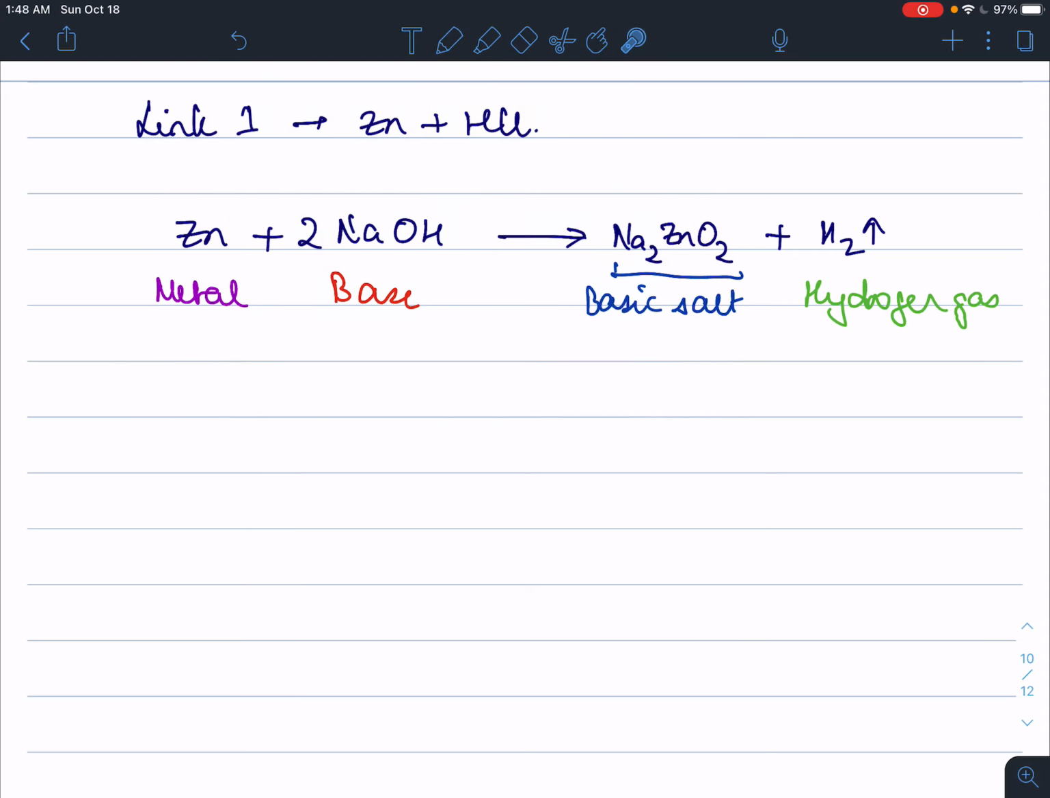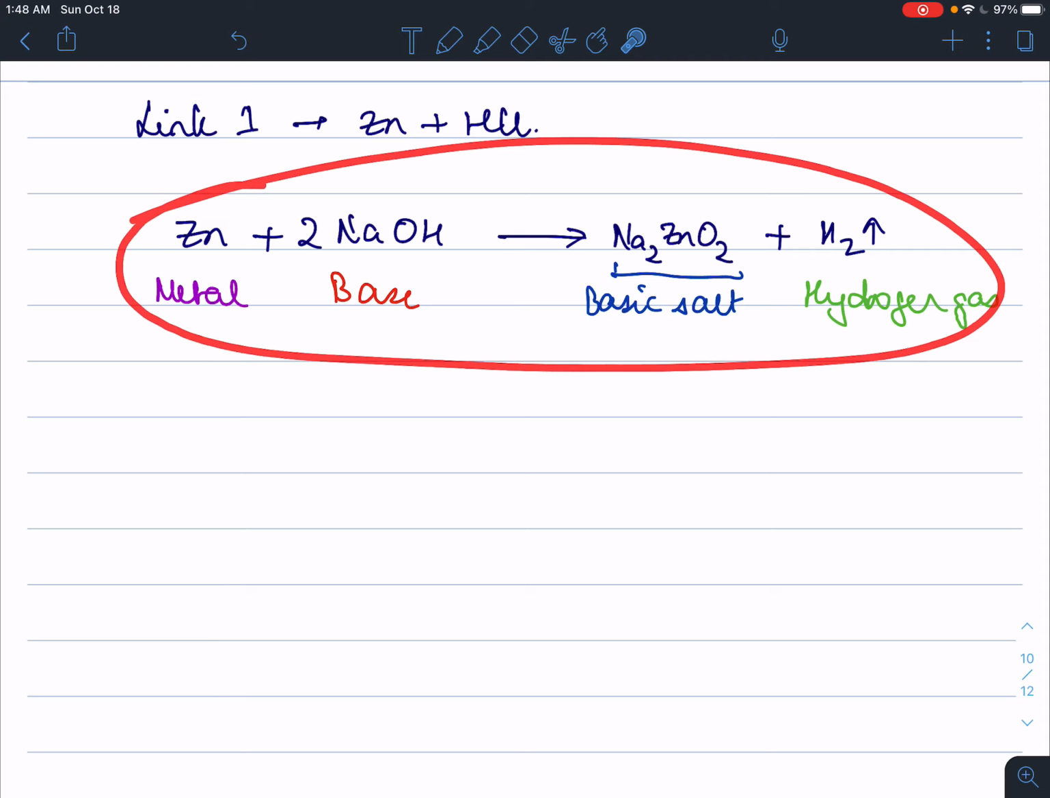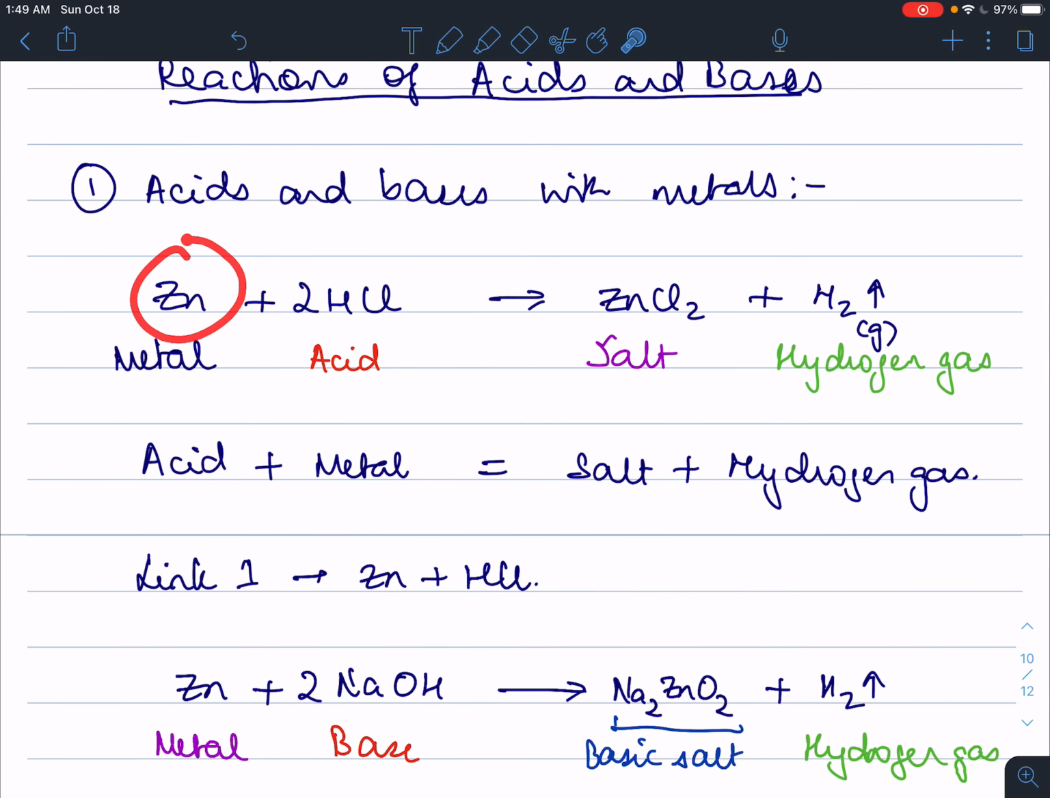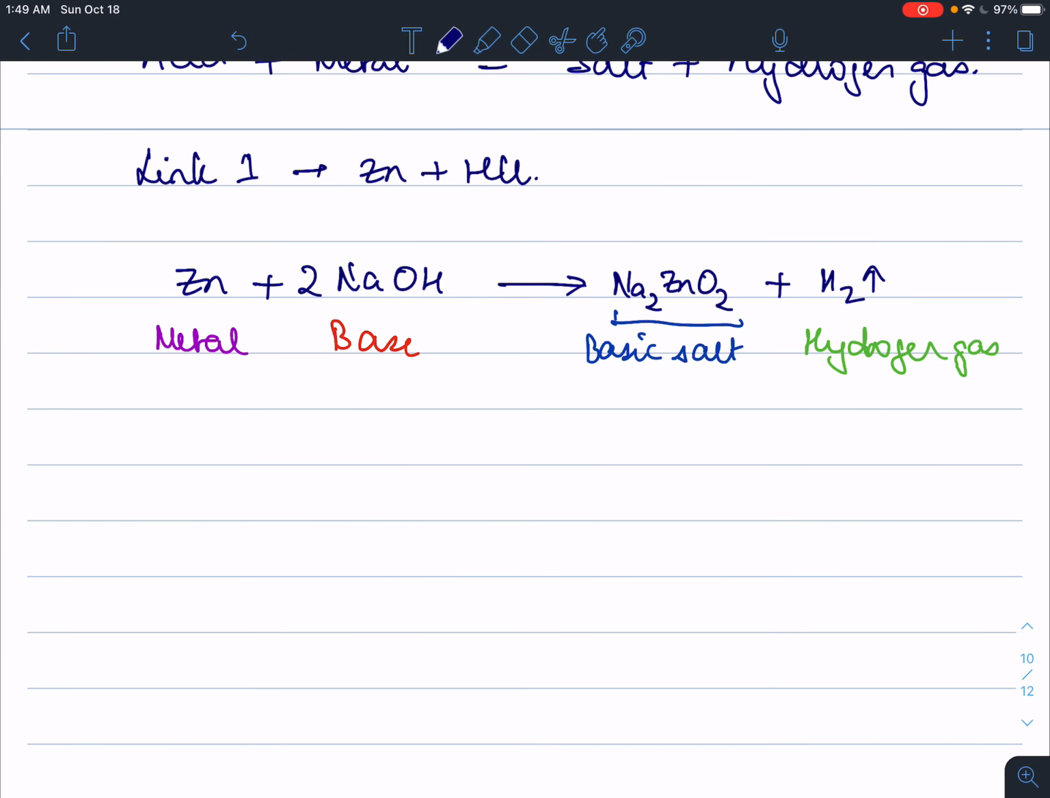But in general, you can say that a metal can react with a base and still produce hydrogen in a way very similar to a metal reacting with an acid to produce hydrogen. All right. If you want to know more about this, look up link 2 in the description where they test various metals in sodium hydroxide.